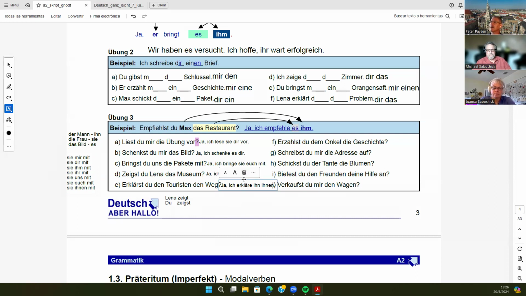So yes, I explain to them it, which is the way, to them, which is ihnen. All right. I'm just going to repeat the sentence.